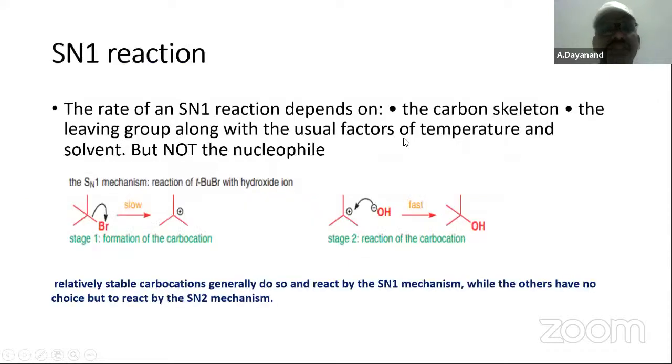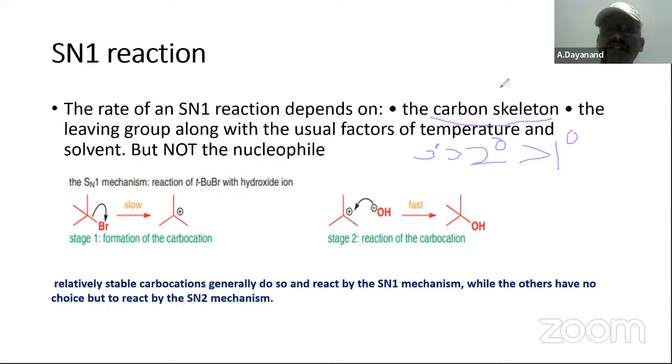SN1 mechanism is different. The rate of SN1 depends on the carbon skeleton, whether it is tertiary or secondary or primary. Why? Because tertiary is more stable. The carbocation intermediate that is formed, we know that tertiary is more stable than secondary, and primary is least stable. Therefore, the carbon skeleton is going to decide which one is favorable.